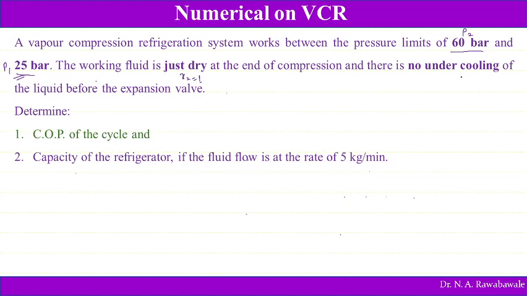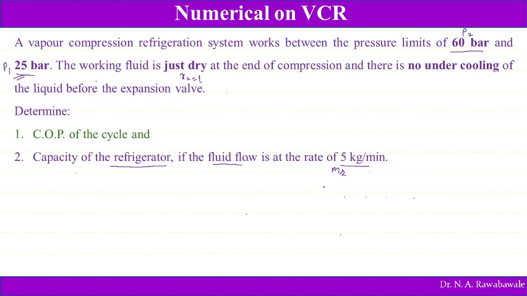And there is no undercooling of liquid before the expansion valve. So at the end of condensation the refrigerant becomes a saturated liquid, and from that point itself the refrigerant is expanded. He is asking us to find the COP of the cycle and the capacity of the refrigerator, that is, in terms of refrigeration. Then he gives one more data: the fluid flow is at the rate of 5 kg per minute. Fluid flow means the mass flow rate of refrigerant.